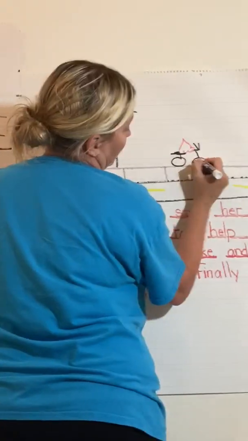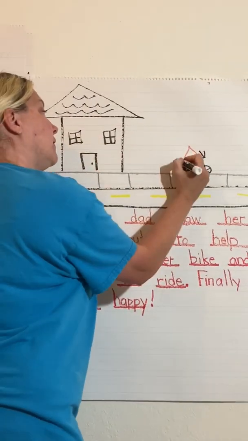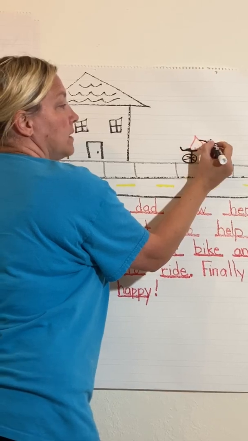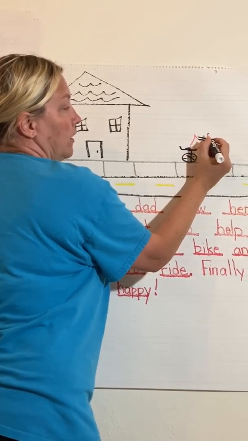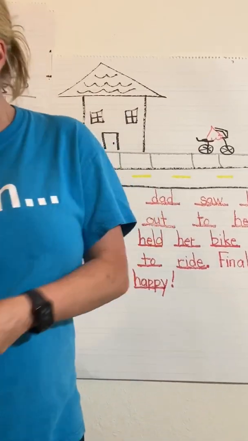And wheels can look like that if you want to. Wheels of her bike, right? And she even has this little thing coming up on the back of her bike. And then her arms could be going, holding her bike. And then behind her, remember, was going to be her dad.